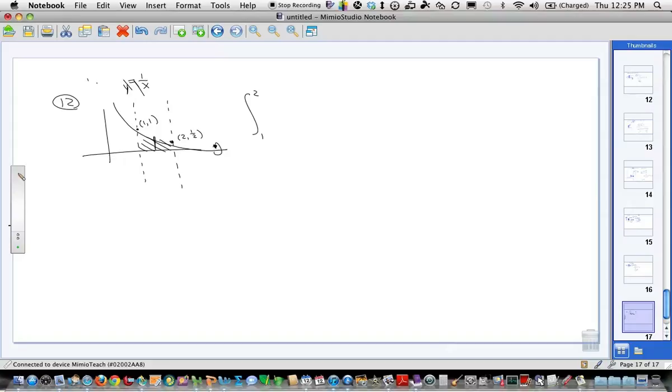So pi r squared, and the r would be top y value minus bottom. So 1 over x minus 0. So 1 over x squared. That would be it, right? And you said that was what? Pi halves? Okay, that would be pi halves.